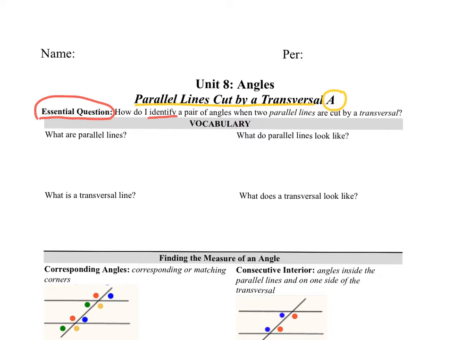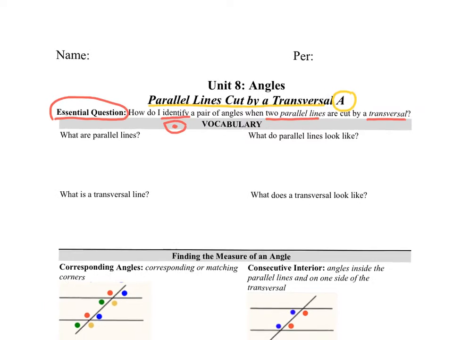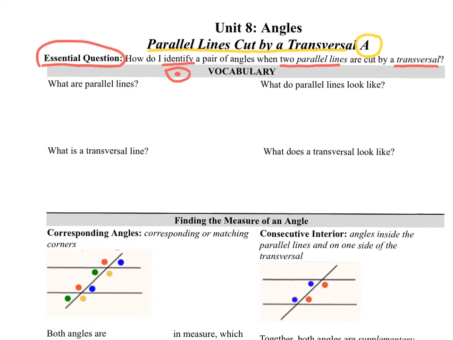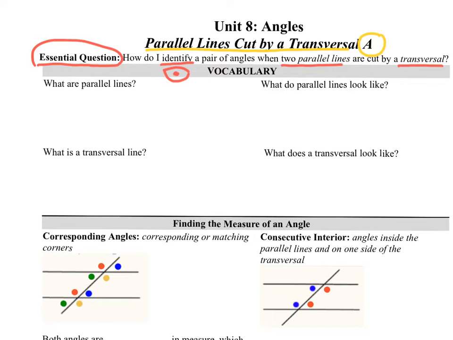So go ahead and draw yourself a little eyeball, because we're going to be looking for something. How do I identify a pair of angles when two parallel lines are cut by a transversal? Okay, so those might be words that you have never heard before or maybe heard in passing. So let's go ahead and answer a couple of questions before we actually get into the types of angles we'll be talking about today. So we know we're going to have to identify or look and maybe name something.